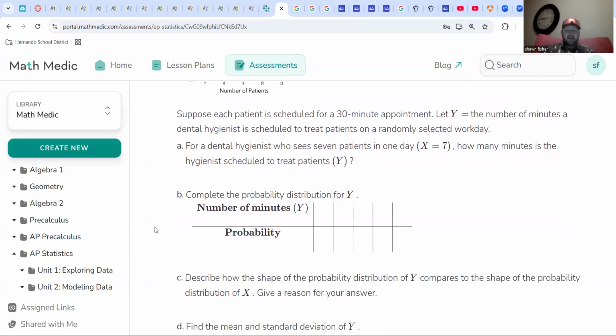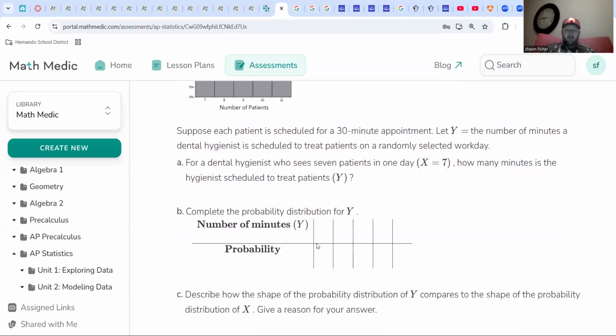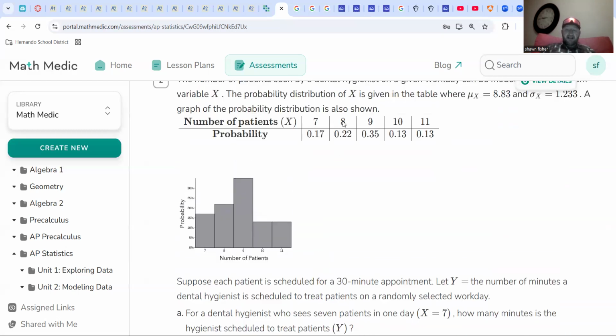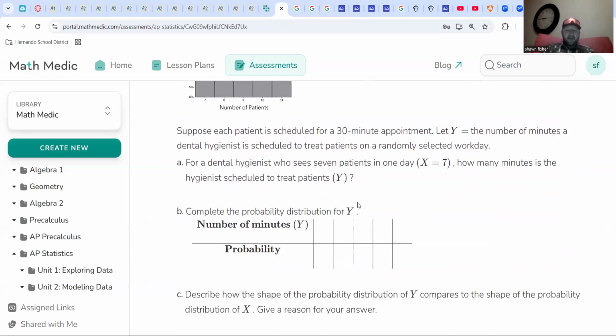Complete the probability distribution. In other words, fill it all out. So this part would be 210. What would the next one be? The probability is going to stay the same. 8 times 30, 240. 9 times 30, 270. 10 times 30, 300, right? And those are all in minutes right there.